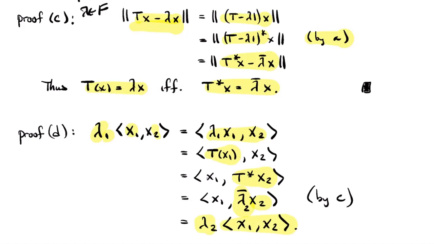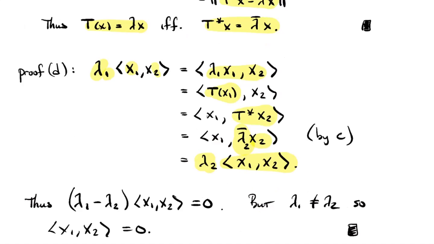So what does that show? If I subtract, say, the right-hand side of that from the left-hand side, it shows that lambda 1 minus lambda 2 times that inner product is 0. But we were supposing that lambda 1 and lambda 2 were distinct eigenvalues, so it must be that the inner product is 0. That is, x1 is orthogonal to x2.